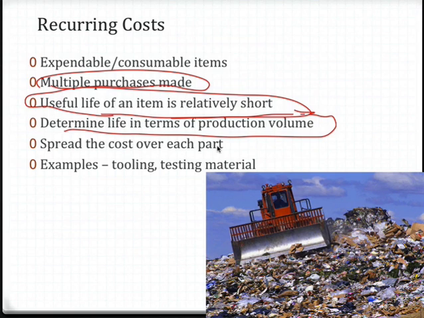So what we'd like to do is determine the life in terms of production volume and then spread the cost over each part as we did with the non-recurring costs. So examples, of course, tooling, testing material, anything that we have to purchase on an ongoing basis.